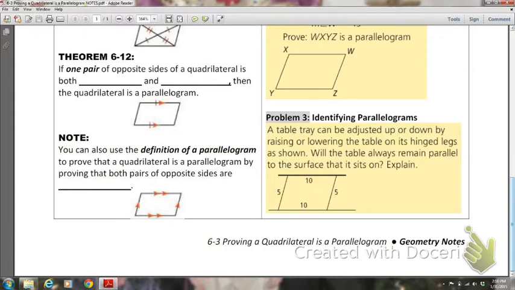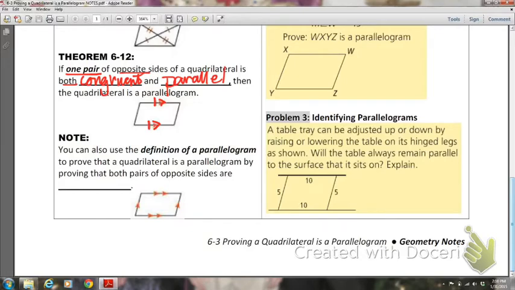The next theorem says that if one pair of opposite sides of a quadrilateral are both congruent and parallel, then the quadrilateral is a parallelogram. So here in this diagram we have the arrows that indicate that one pair of opposite sides is parallel, and there is a congruence marking on each of those as well, to show that one pair of opposite sides of that quadrilateral are both congruent and parallel. So that proves that it is a parallelogram.